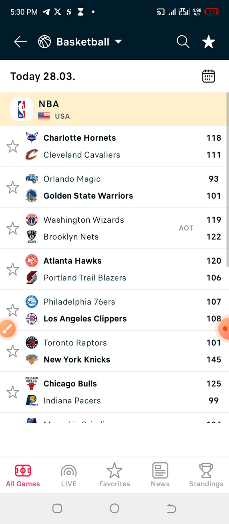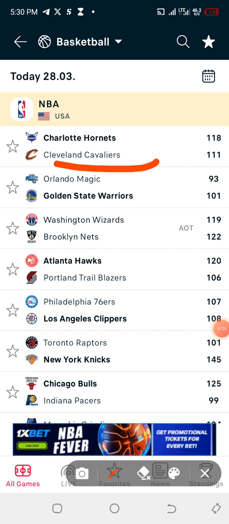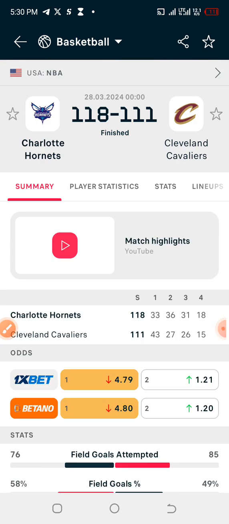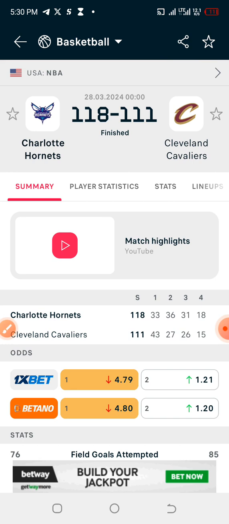Now let us check our NBA leagues and see what we have here. The first game that I'm seeing here, I'll be using as an example. Checking the game, it ended with the home team winning by 118 to 111.